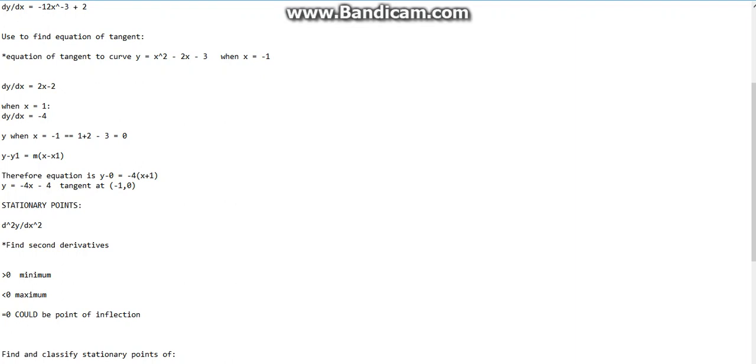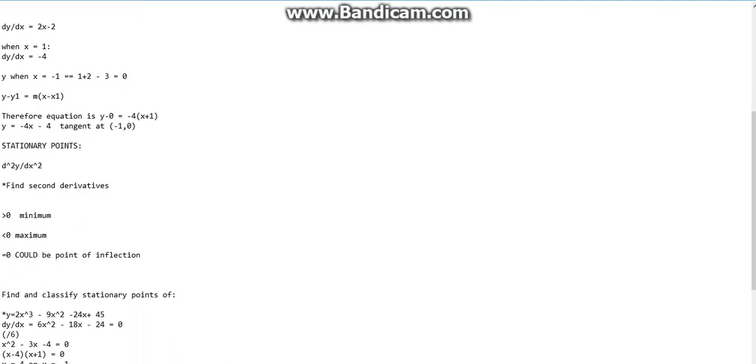Wait, there's more. Stationary points. If we wanted to find stationary points on a graph, we'd have to use the second derivative, which looks like this. Instead of dy over dx, it's d squared y over dx squared. If it's greater than 0, it's the minimum point. If it's less than 0, it's the maximum. And if it equals 0, it could be a point of inflection.